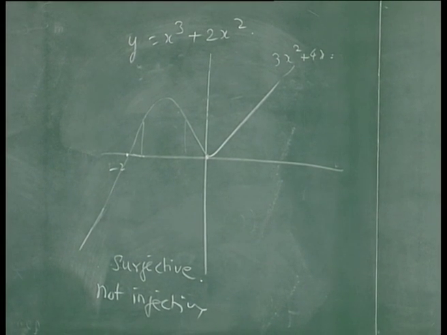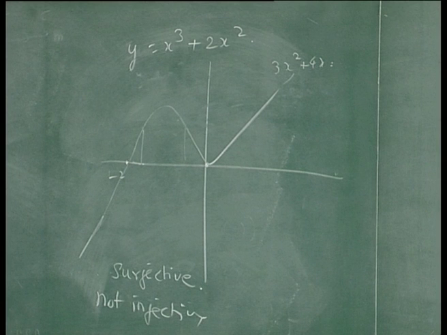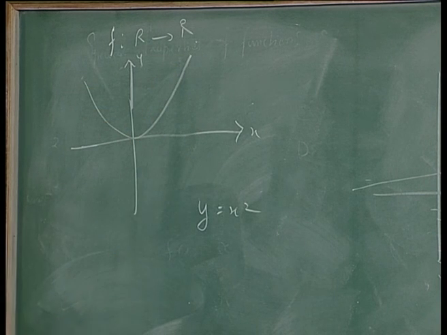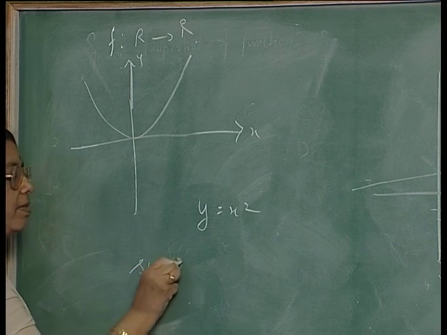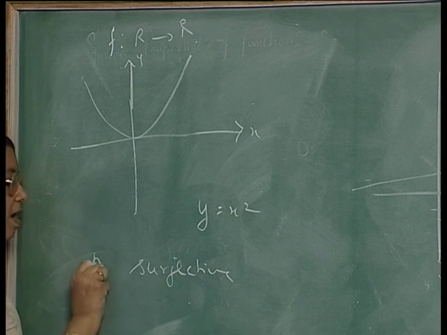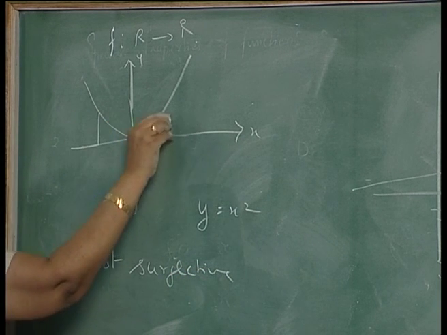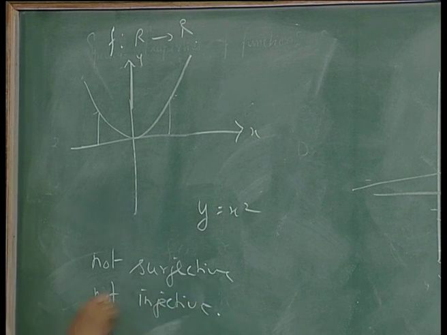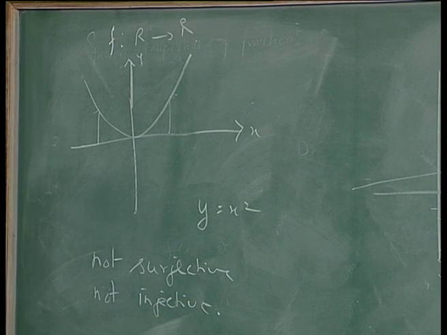And look at this function, y is equal to x squared. The graph will look like this. What can you say about this function? The negative numbers are not image of any elements. So, you will find that it is not surjective, and two different elements will be mapped onto the same element here. So, it is not injective. This is an example of a function which is neither surjective nor injective.